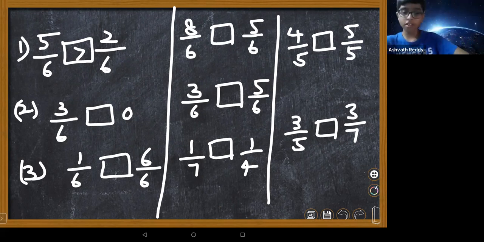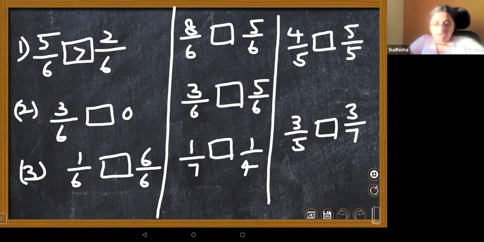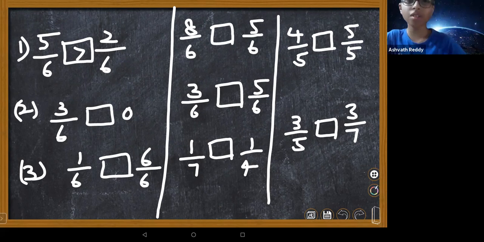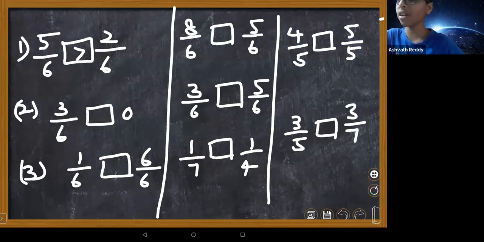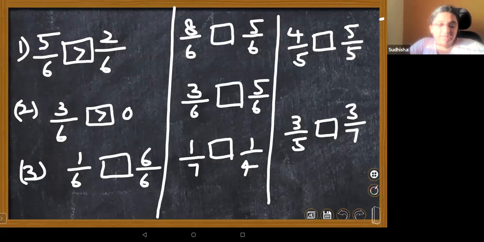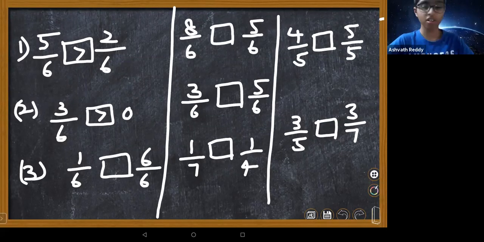If you are talking about negative numbers like -1, -2, then 0 is greater than -1, -2. But in fractions, any fraction will be greater than 0. 0 by 6, 0 by any number, is not greater than 0.